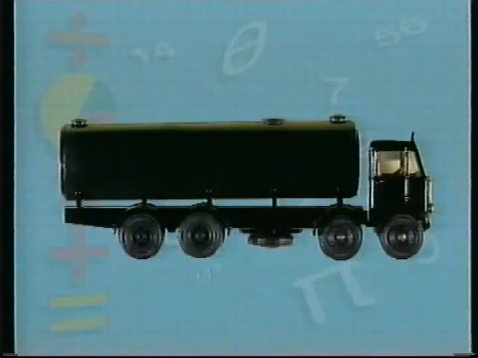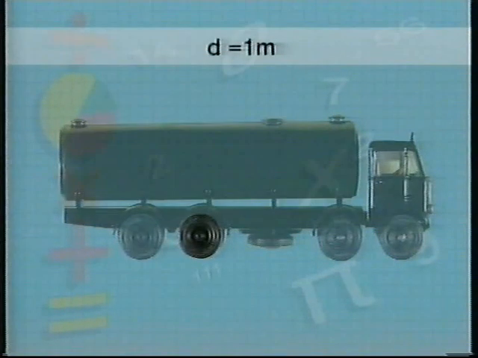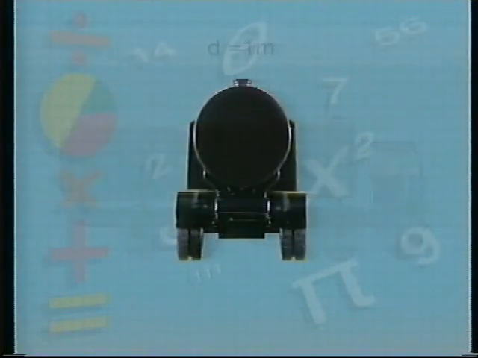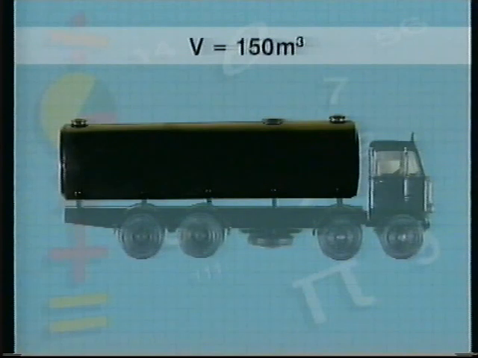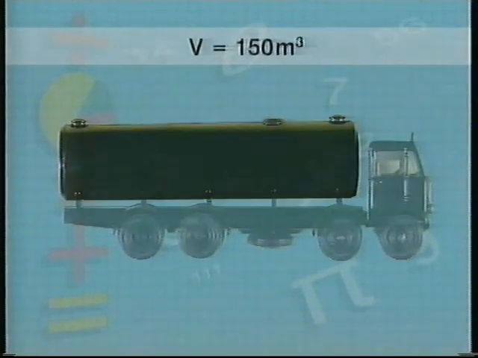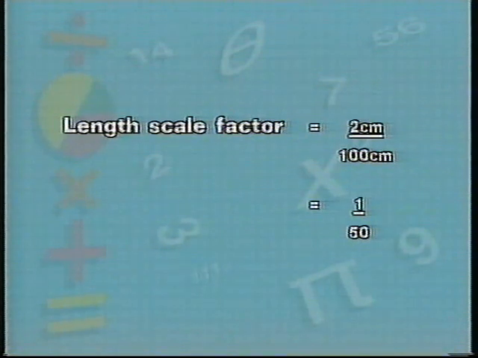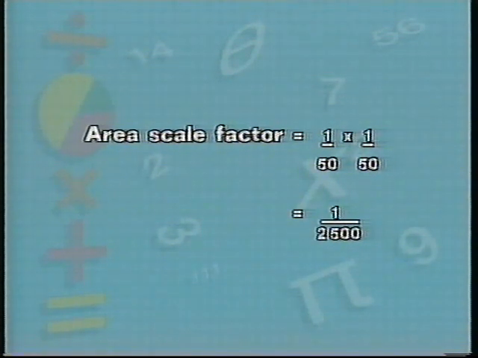Here's a question. A road tanker has wheels of diameter 1 metre. This area is 20 square metres, and the volume of the tank is 150 cubic metres. Say on a model you want to make the wheels 2 centimetres in diameter. The length scale factor is 2 centimetres over a metre, which is 2 over 100 or 1 over 50. So the area factor is 1 over 50 multiplied by 1 over 50, which is 1 over 2,500.